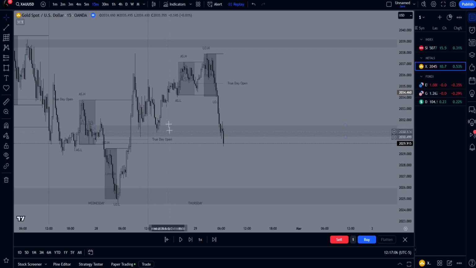So this level is valid. This is a valid level of demand. The majority of times it won't work. It will only work when retail is looking at this as a level of supply, not as a level of demand. Important notes right there.